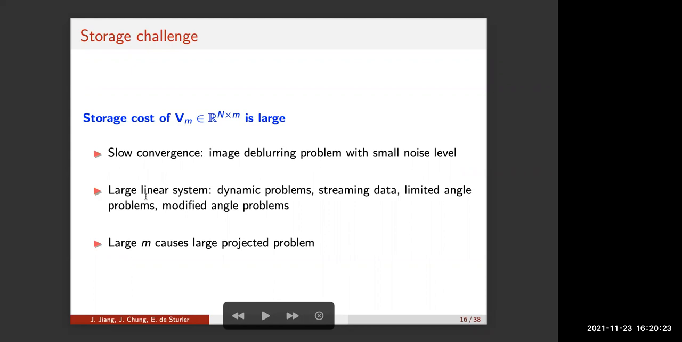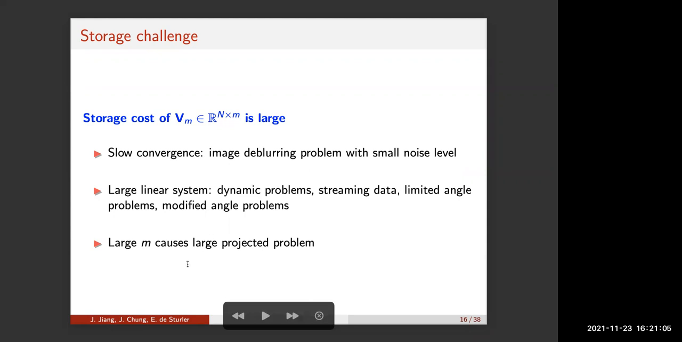The second case is a very large linear system, for example, dynamic problems. If our image is 3D plus a time dimension, our problem will become 4D. For these cases, the length of the solution, the length of the basis vectors, will become very long. In this case, usually the computer doesn't allow us to save many vectors like this. So if we have a storage limit, we cannot run many iterations.